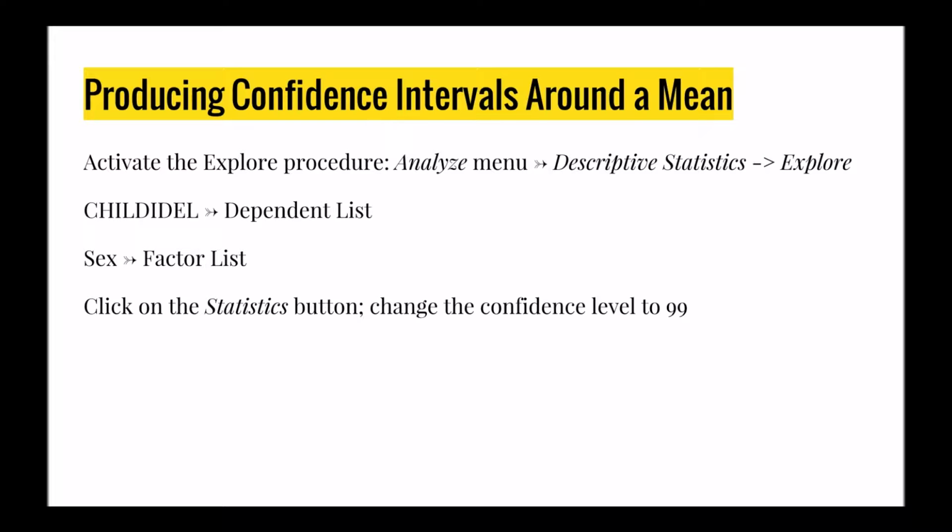The two variables we'll be using here are child ideal, and that'll be put in the dependent list, and sex, which will be put in the factor list. Then we're going to click on the Statistics button and change the confidence level from 95%, which is the default that SPSS has. We're going to change that to 99.